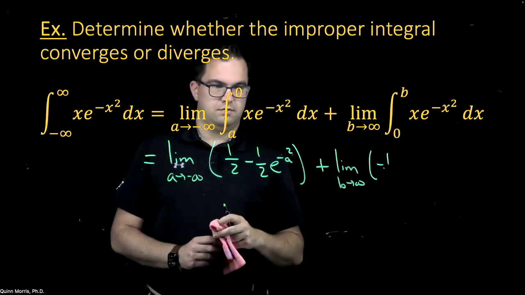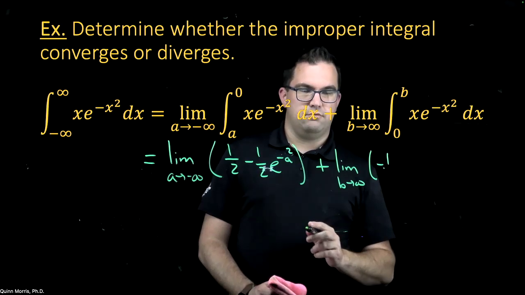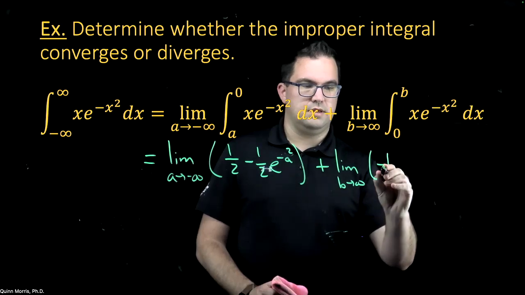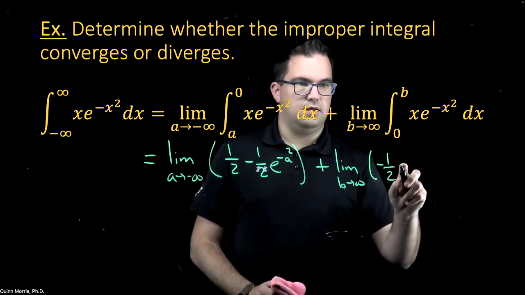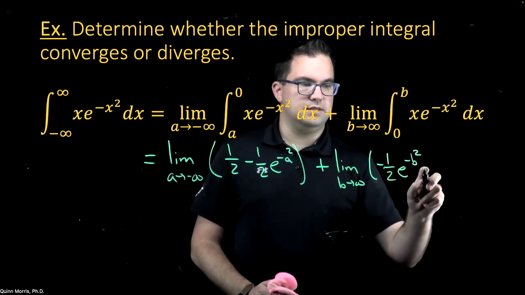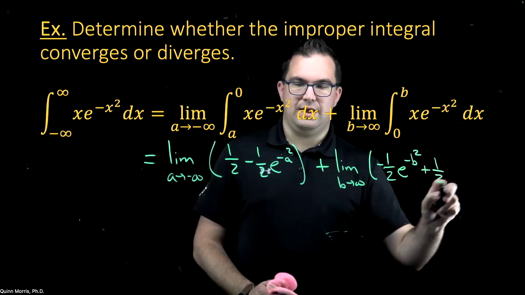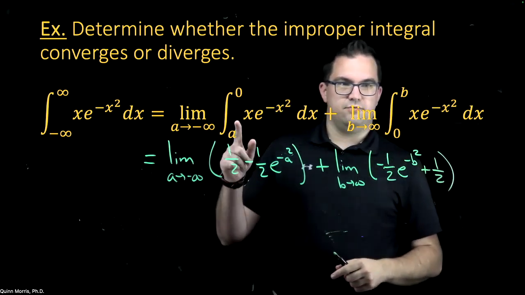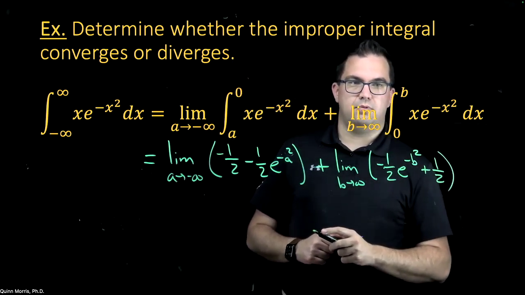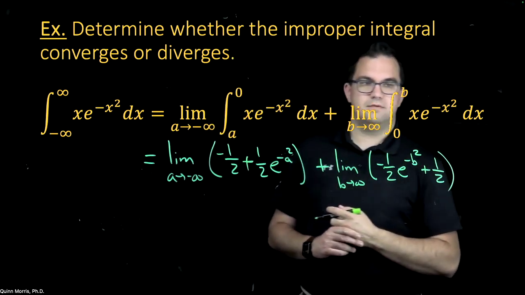Wait, sorry, I think I have a sign error somewhere here. And I erased what I wrote. So let's see, which one did I get wrong? I plug in for b and get minus 1/2 e to the minus b squared, and then evaluated at 0 would give me minus that, so plus 1/2. So I think my error must be over here. When I plugged in 0, I would have gotten minus 1/2. And then when I plugged in negative a, I would have gotten plus there. Okay, I think that should be right now.